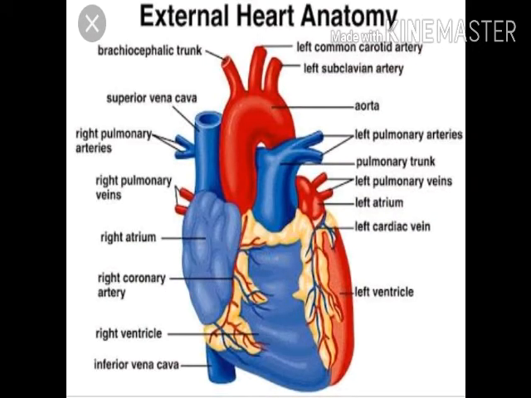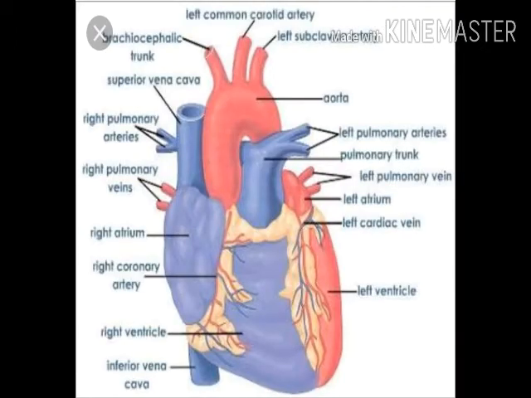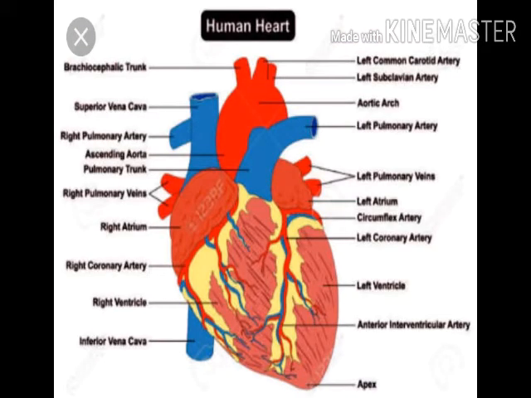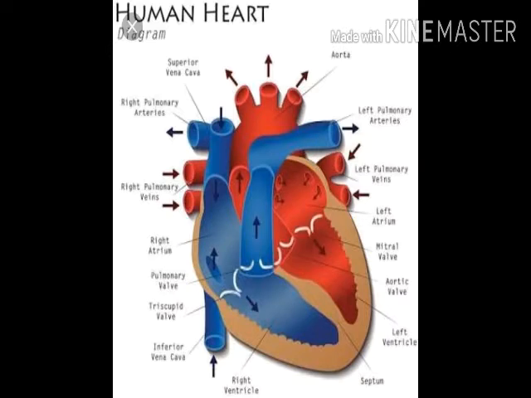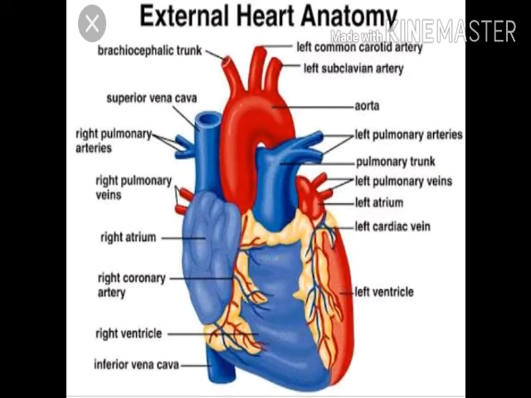Now, where is the heart situated in the body, and what is its approximate size? The heart is situated in the upper thoracic cavity of the body. It lies between the lungs, above the diaphragm. Its apex is tilted towards the left. Its approximate size is about 12 cm in length and 8 to 9 cm in width, more or less the size of our hand fist.